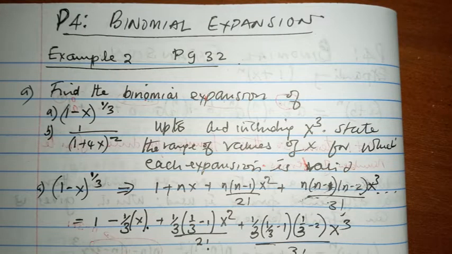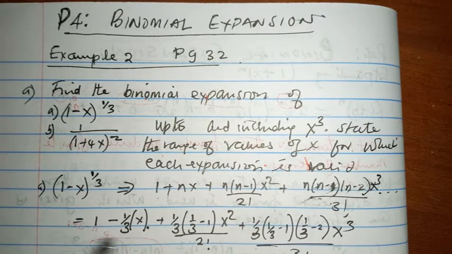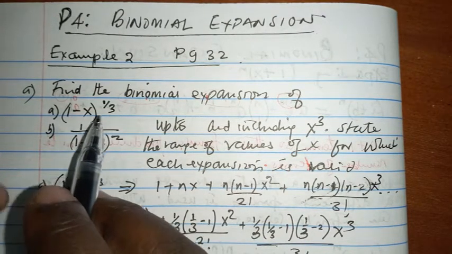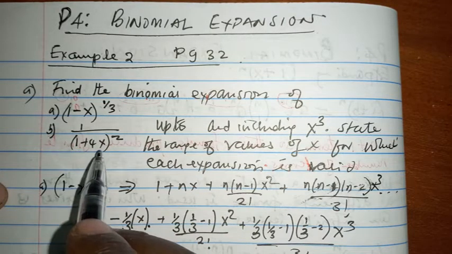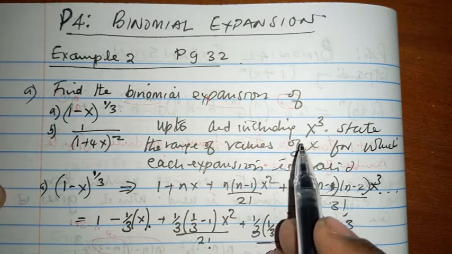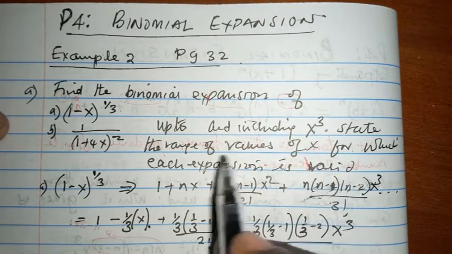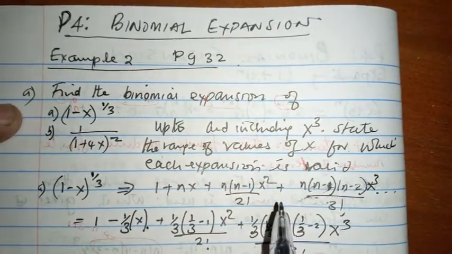Today we continue to explain binomial expansion in Pure Mathematics 4, and we are in example 2 on page 32, whereby we are told to find the binomial expansion of (1 minus x) raised to the power 1/3 and 1 over (1 plus 4x) squared, up to and including the term which has x cubed, and state the range of values of x for which each expansion is valid.